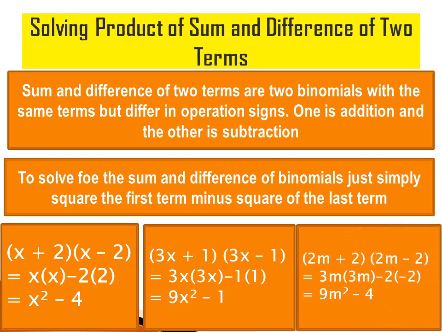Last example, we have 2m plus 2 times the quantity of 2m minus 2. First, square the first term. 2m times 2m, that is 4m squared, minus 2 times 2, that is negative 4. So we have 4m squared minus 4.